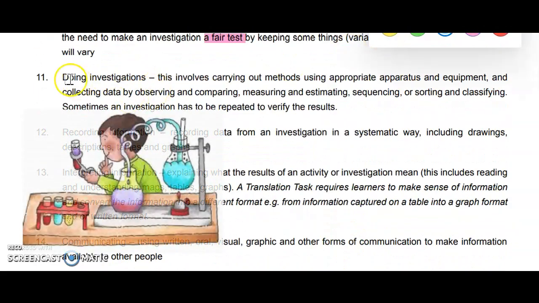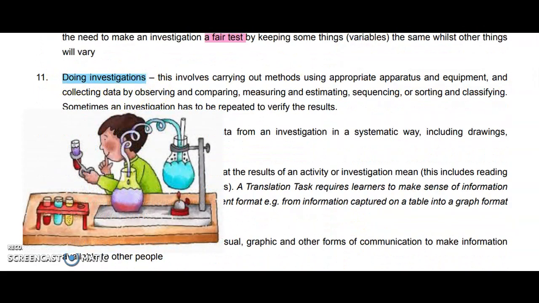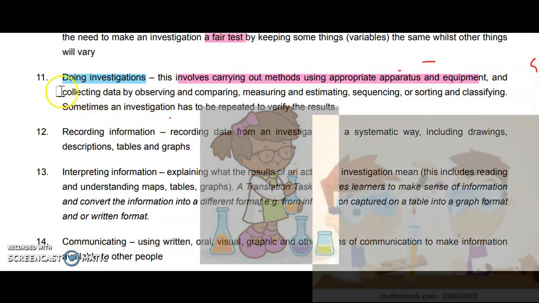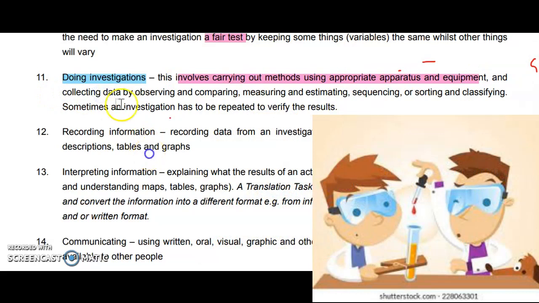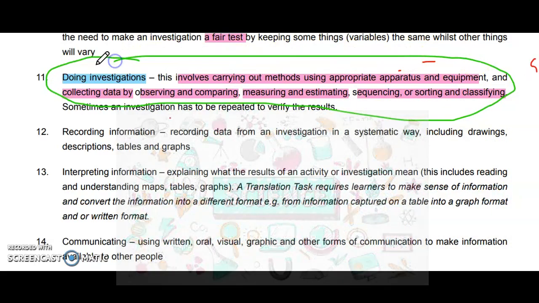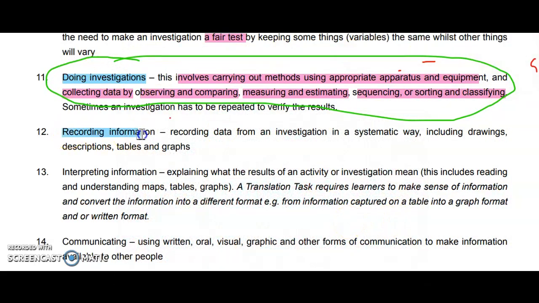And then we come to the doing investigations, where you carry out your method. You implement your own plan using apparatus and equipment that you have. You collect data by observing and comparing and measuring and estimating carefully, or you sequence things, or you sort and classify them. Sometimes you might need to repeat an investigation, but that then is you implement your plan that you have put together when thinking about a question and a problem you want to solve. That is science. That is what scientists do. So everything that they do before is so that they can do their investigations.